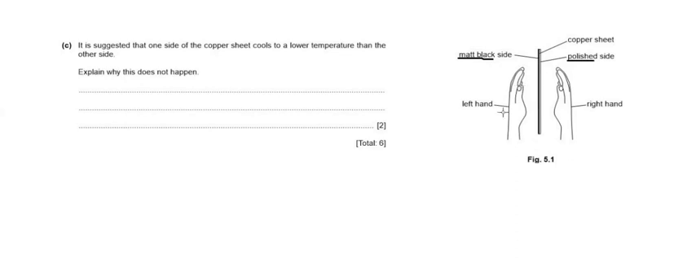Okay, this was our figure in part A. The left hand side is painted black and the right hand side is polished, and we know that the black side will emit the maximum amount of radiation because it is a better radiator. So it is expected that since matte black emits more radiation, this side will cool down rapidly and the other side will take time. So that is our expectation: one side of the copper sheet cools to a lower temperature. Okay, but actually this is not happening.